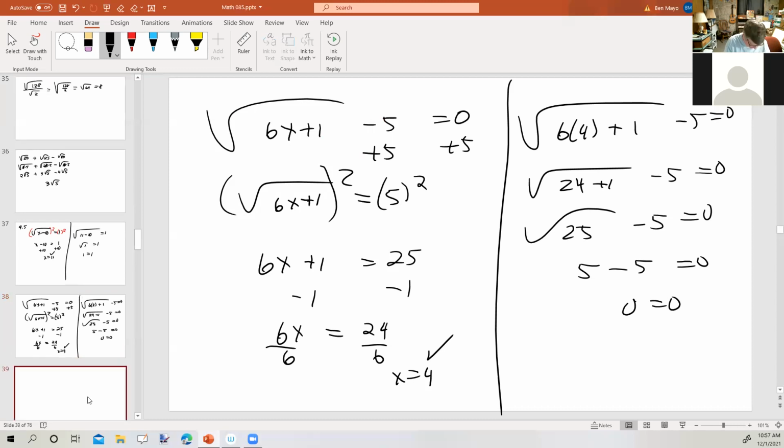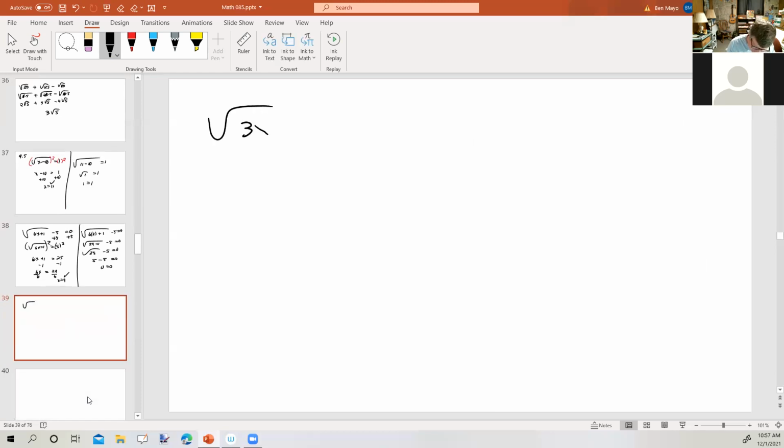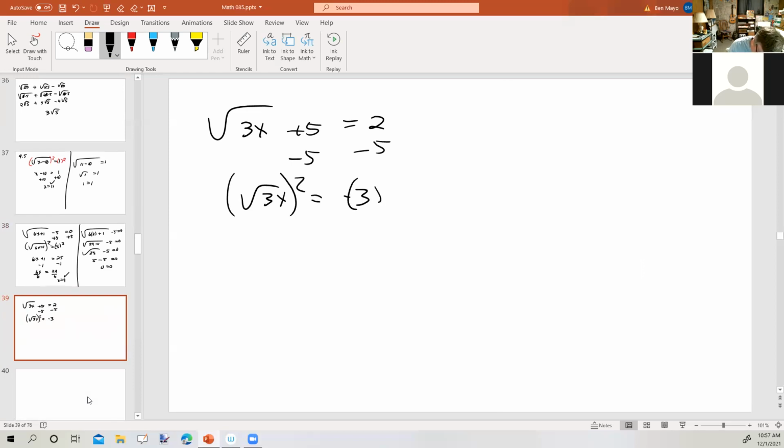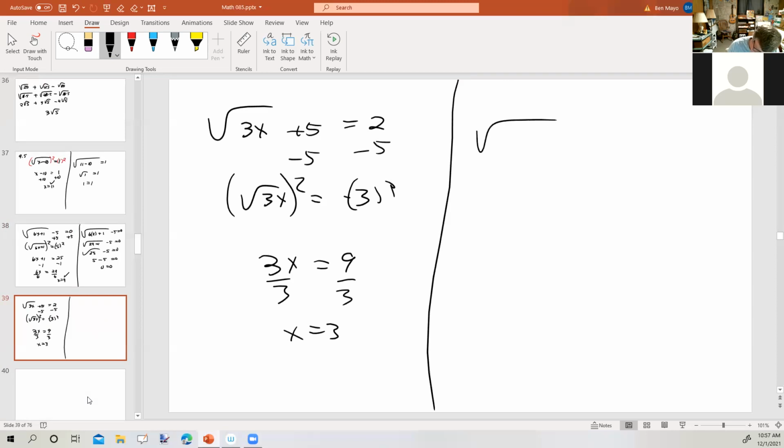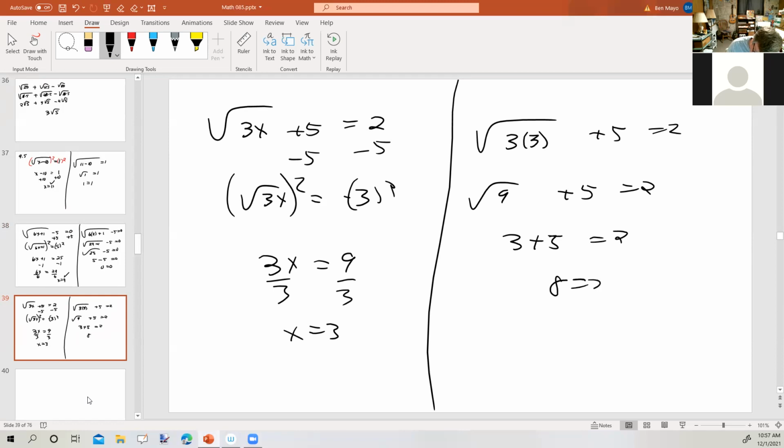Let's say we've got something like this. The square root of 3x plus 5 equals 2. So isolating the radical, we subtract 5 from both sides of the equation. Squaring both sides, we get 3x equals 9. Divide by 3, x equals 3. But when we check our work, we get 8 equals 2. So this is no solution.